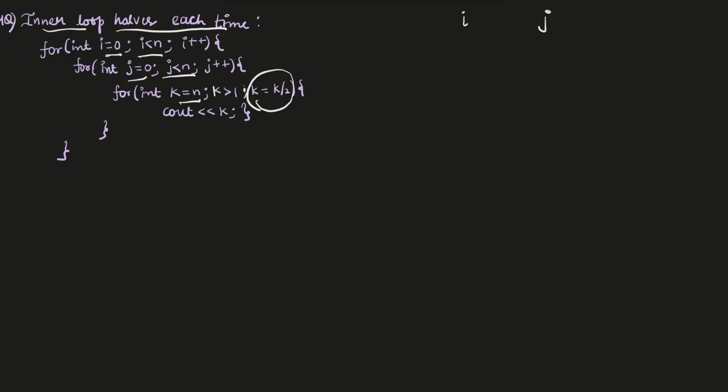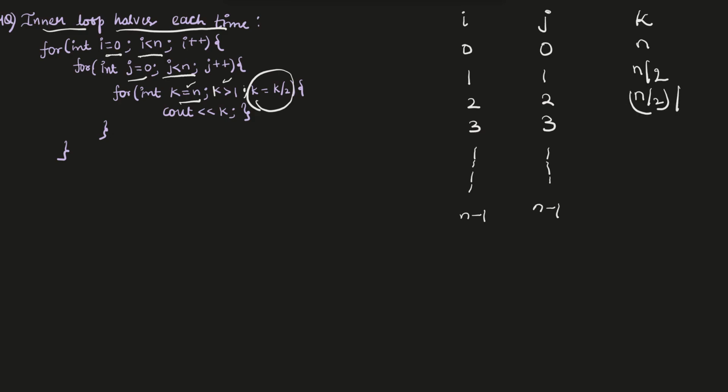i, j and k. So i starts from 0 to n minus 1. So 0, 1, 2, 3, so on up to n minus 1. The value of j goes from 0 to n minus 1. So 0, 1, 2, 3, so on up to n minus 1. The value of k goes from n to greater than 1. So each time it becomes half. So first time it was n, second time it becomes n by 2, third time it becomes n by 2 divided by 2, that is n by 2 square.